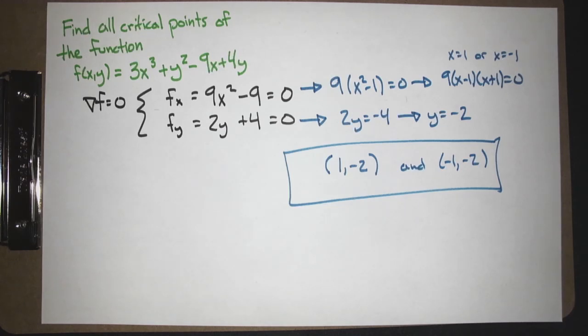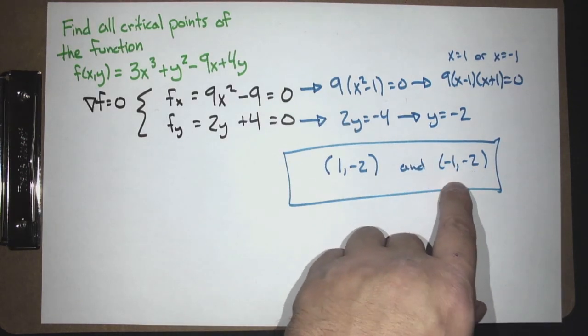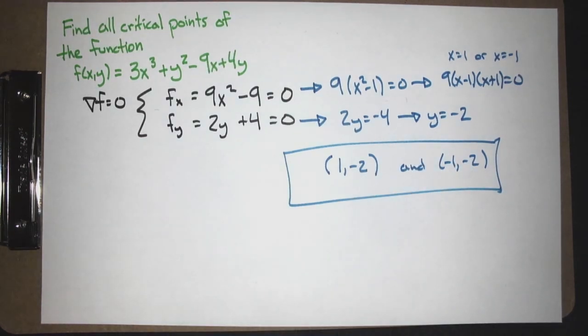There's a question. We started by talking about minimums and maximums. So the next thing to ask: are either one of these a minimum or a maximum, or maybe something else? So now we'd like to talk about classifying. That's our next goal. So let's talk about classifying critical points.